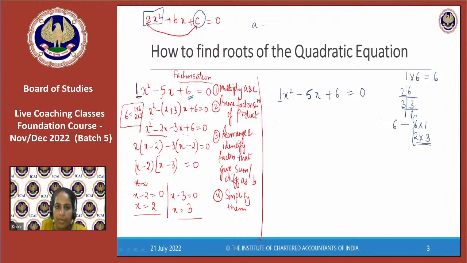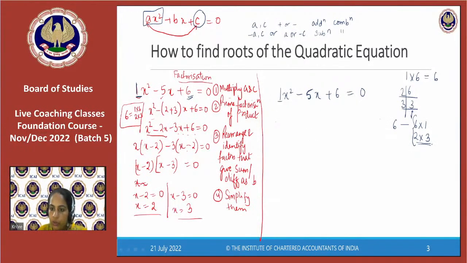If A and C both are positive or both are negative, then I will take up the addition combination. But if either of A or C is positive or negative, then in order to get B, I will prefer to have a subtraction combination.